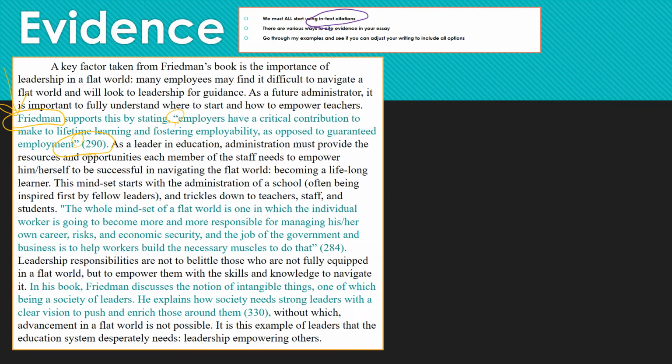The whole mindset of a flat world is one in which the individual worker is going to become more and more responsible for managing his or her own career, risks, and economic security. And the job of the government and business is to help workers build the necessary muscles to do that.